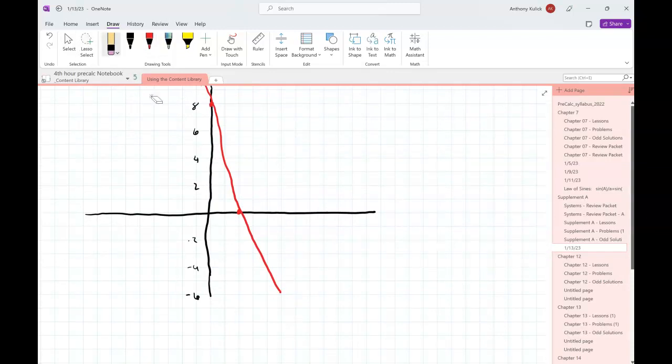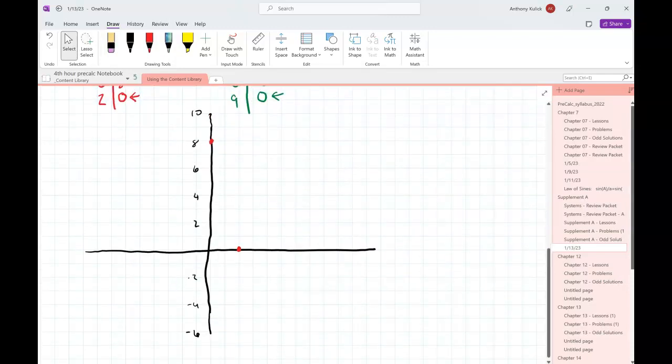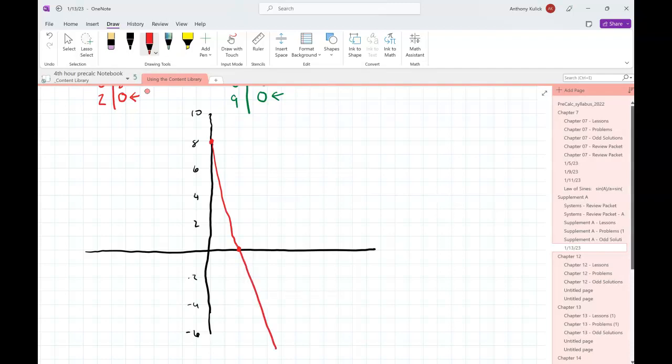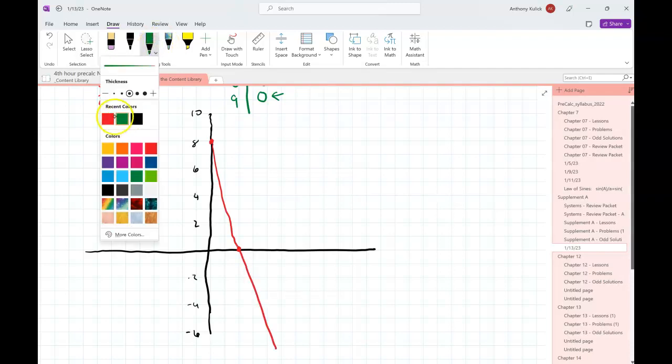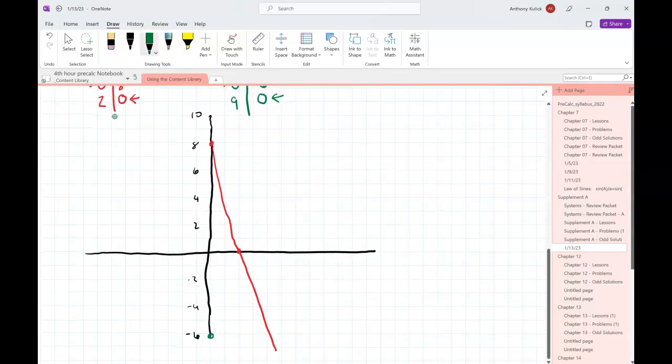That does not look very straight to me. Try that again. Ideally, I would use a ruler here, but gee willikers. Hopefully that's good enough. All right, 0, -6, and then 9, 0. So 1, 2, 3, 4, 5, 6, 7, 8, 9.